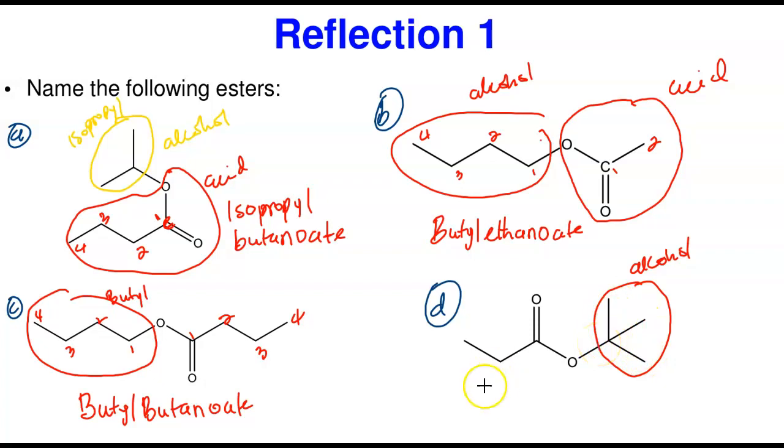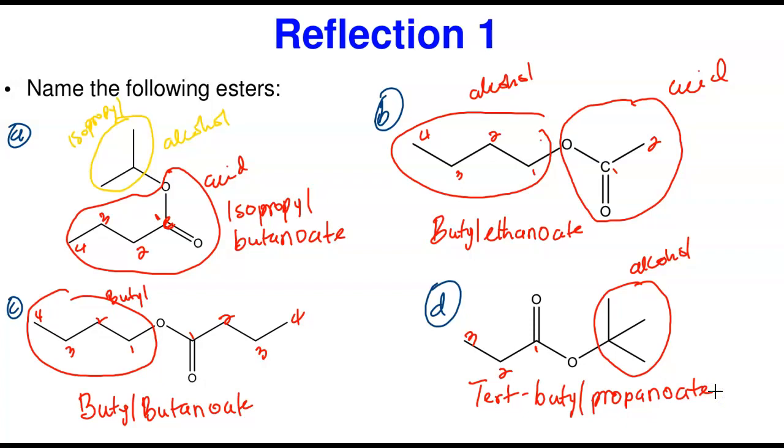It's going to come first. So we're going to say tert. Remember, tert-butyl has a hyphen. Tert-butyl. Now let's count the chain here. This is 1, 2, 3. This is propanoic acid. So we're going to remove the IC and put ATE. This is going to be tert-butyl propanoate. Tert-butyl propanoate. That is how we name esters.